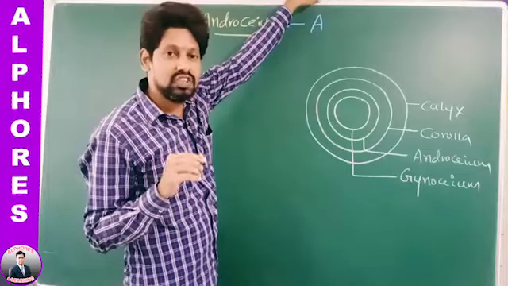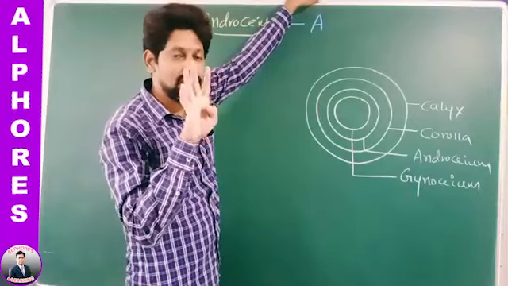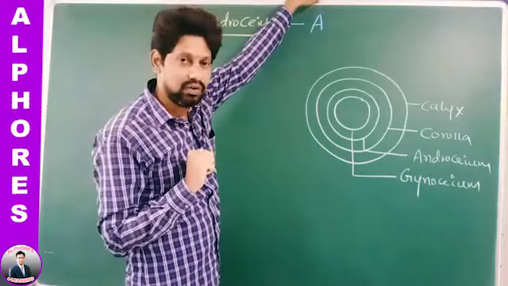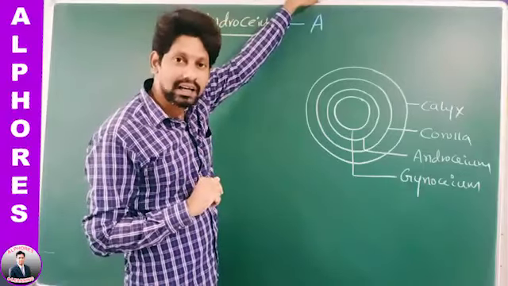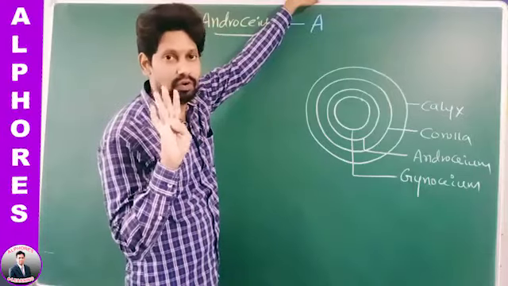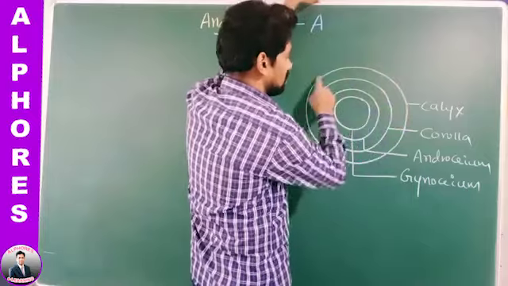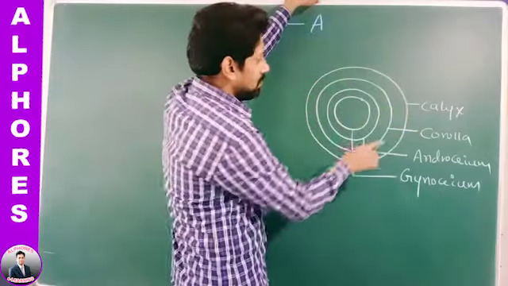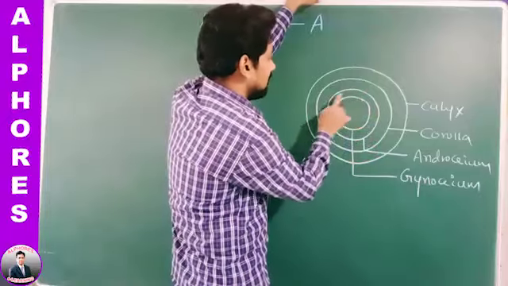Yes or no? Generally, in a complete flower, floral leaves are arranged in 4 whorls. Sir, in that 4 whorls, first comes outermost, what, sir? Calyx. Then comes what, sir? Corolla. Then comes androecium. Then comes gynoecium.